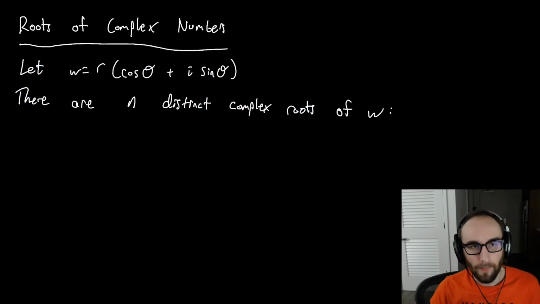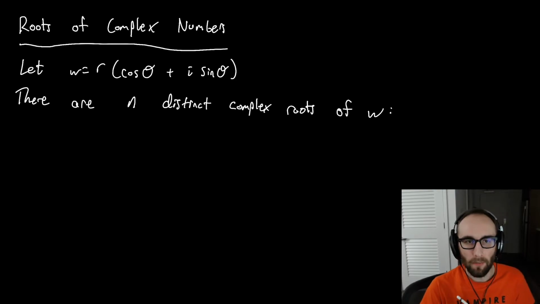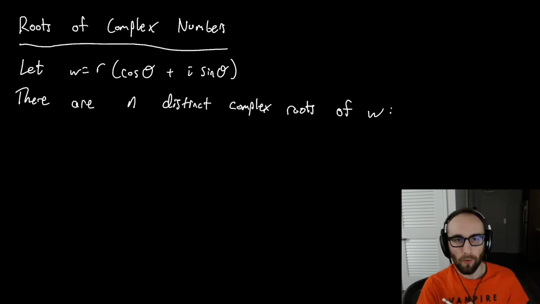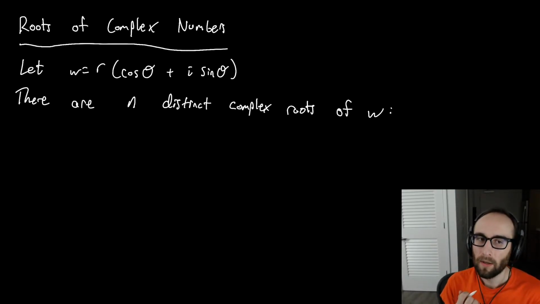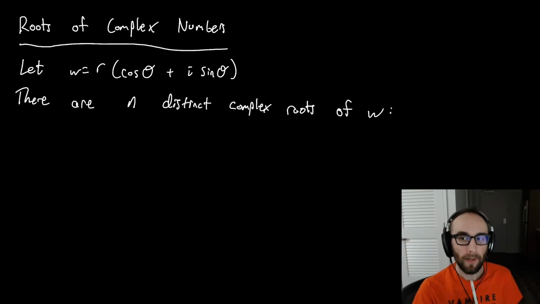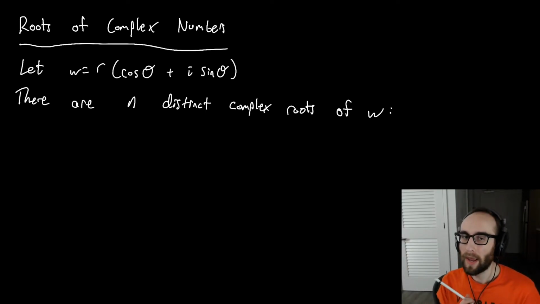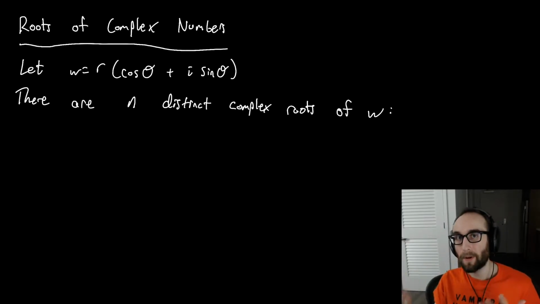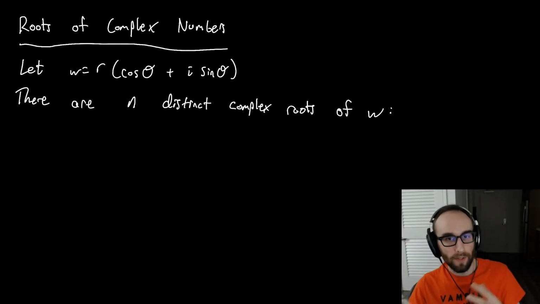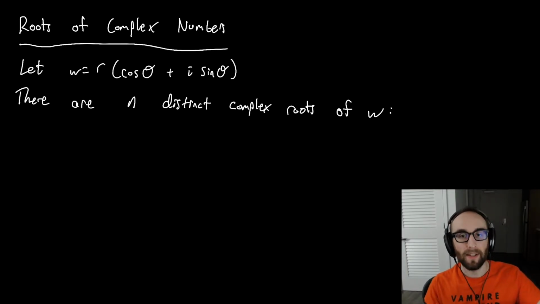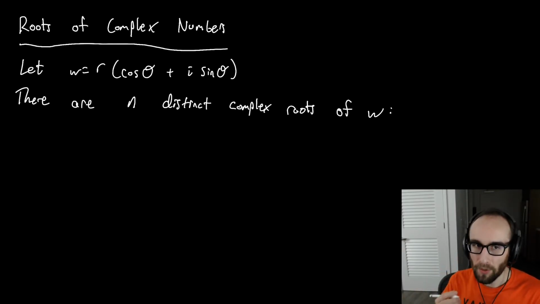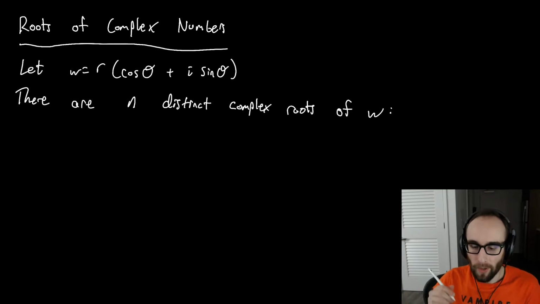Okay, so here we're looking at roots of complex numbers. Here we're going to use the general form. We're just going to let w equal, so instead of z, we're talking about w. Let w equal r cosine theta plus i sine theta. There are n distinct complex roots of w. So n could be 2, you could be talking about square roots. n could be 3, cube roots. When you talk about cube roots, for example, you're going to have 3, and distinct means separate, 3 separate roots. So they're going to be different numbers, and they can be found using the following formula.